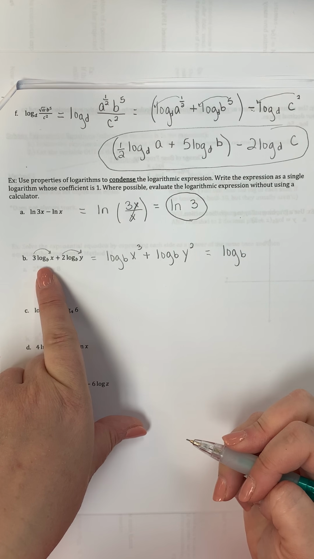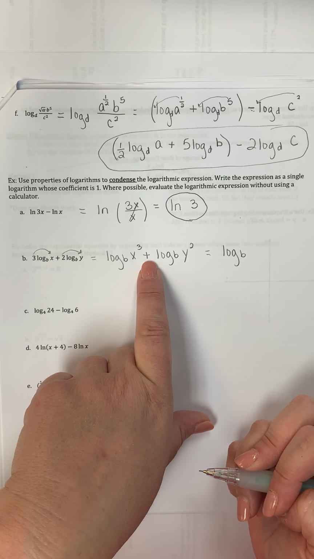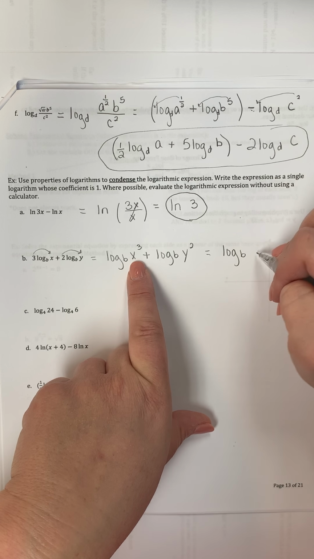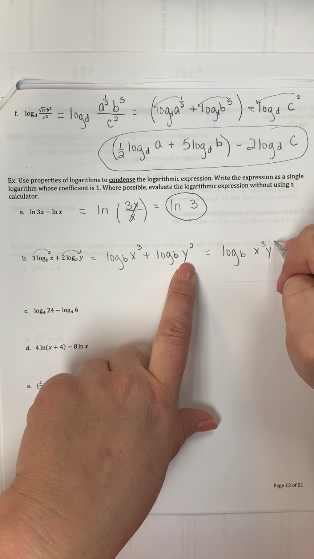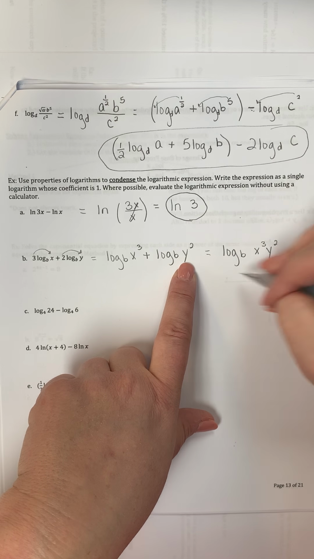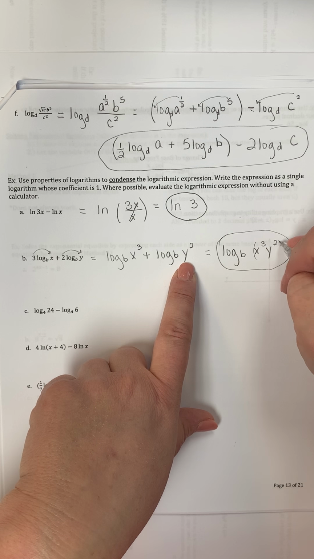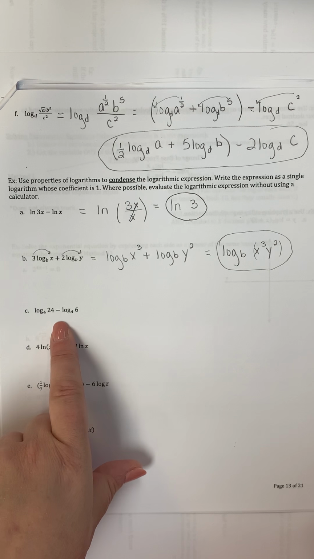Your base never changes no matter how many logs you have. I notice I have a plus in the middle, which means we're going to have the 2 arguments multiplied together. First argument is x cubed, and he's multiplied by y squared. You can leave it just like this, or if you wanted to, you could even put parentheses. The parentheses are optional since there's just one chunk there. Okay? All right, let's try the next one.